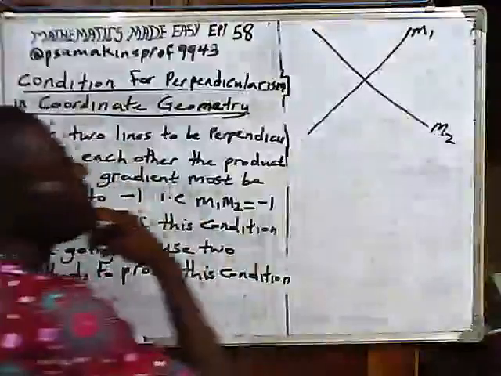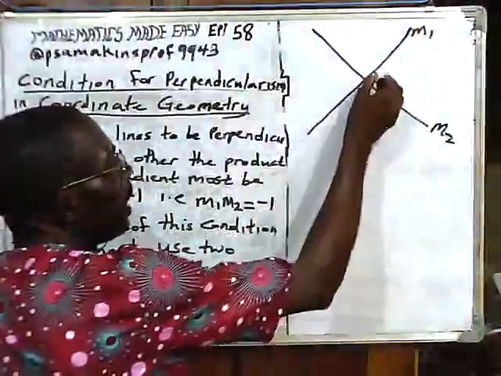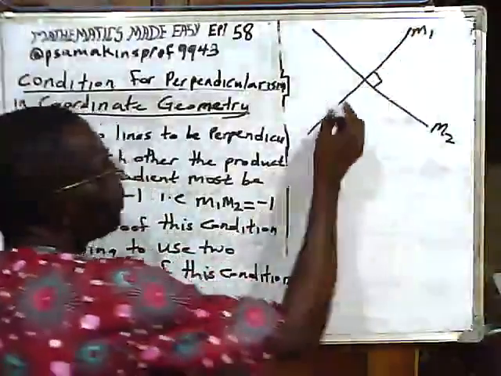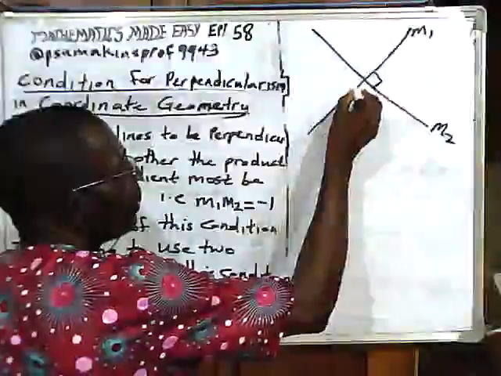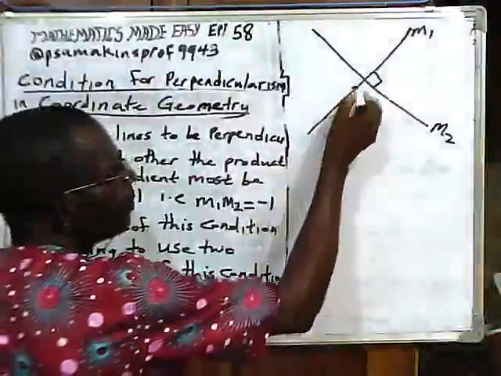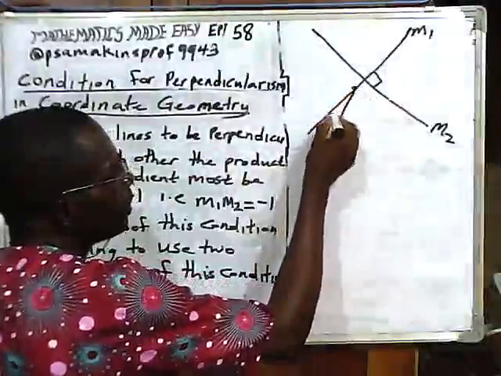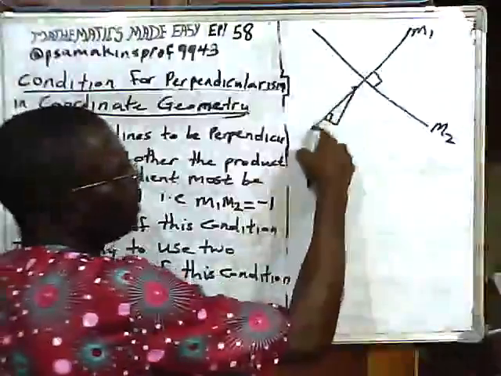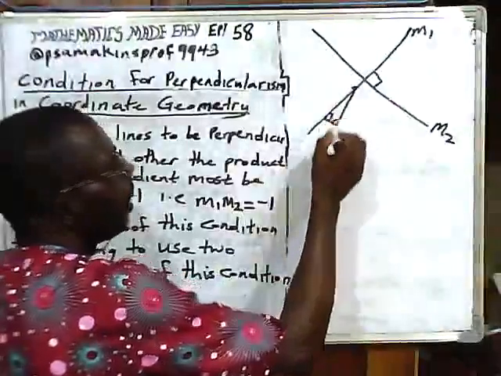So now we want to show that the product of these two, when they are at right angle to each other, is -1. So let's take the gradient of the first line. Let's assume that we pick a point from here. This is perpendicular to this. Now we know that along this side, let's take this one as our reference angle.